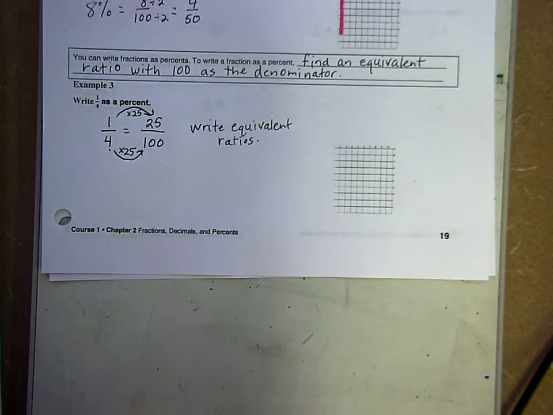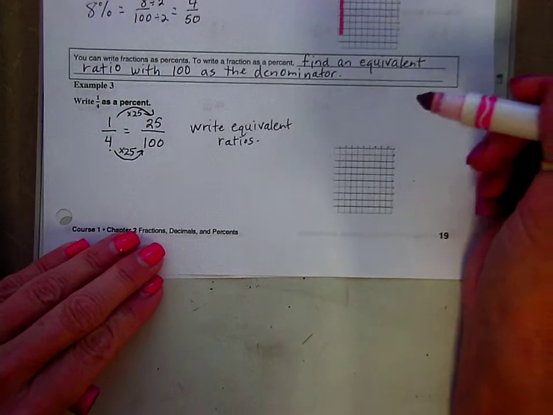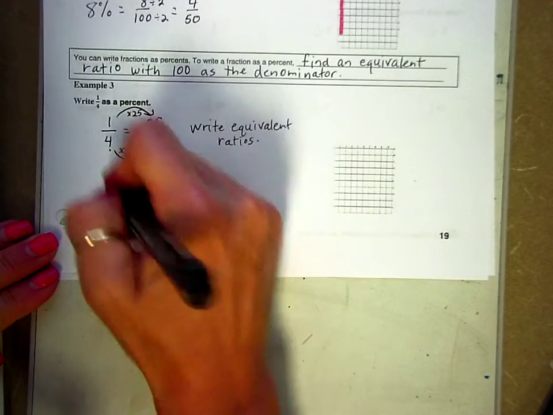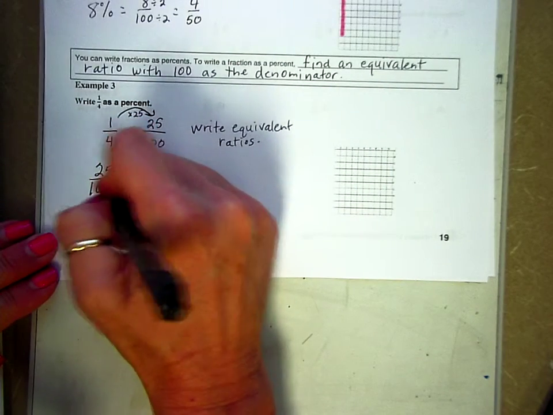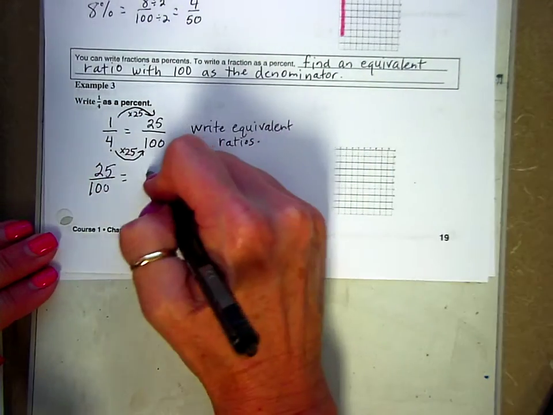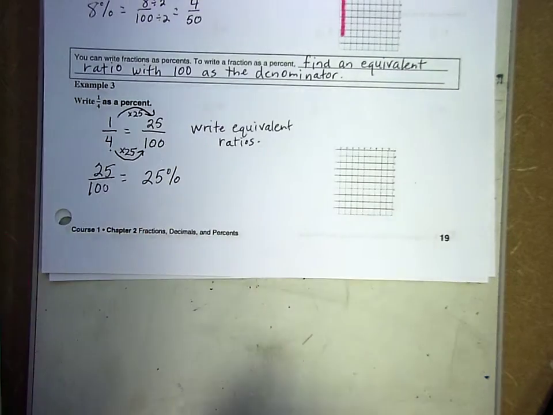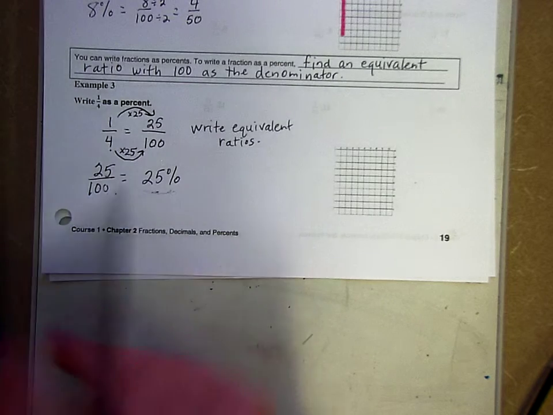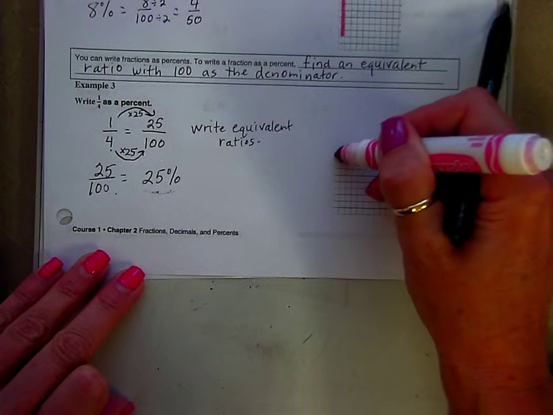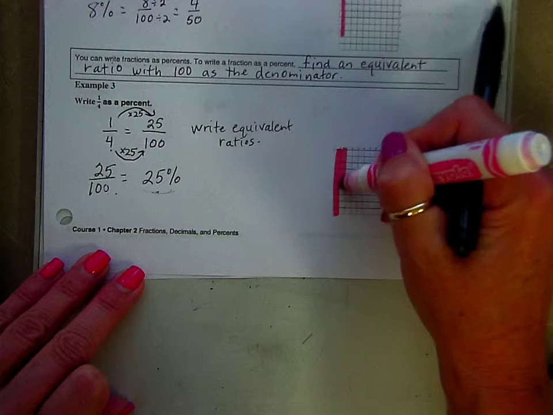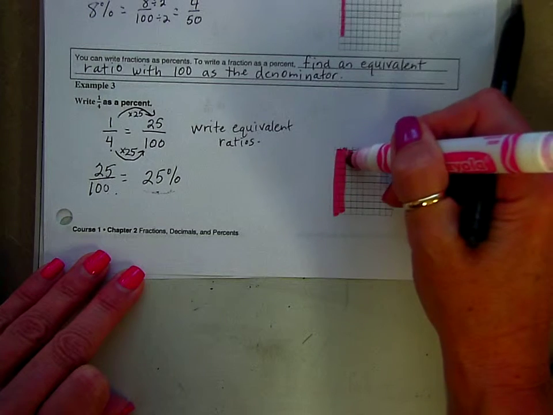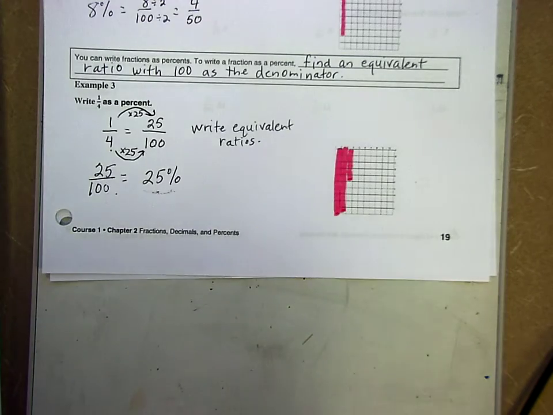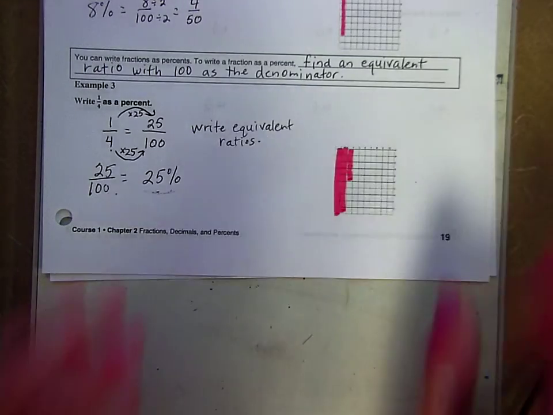And again, if I wanted to shade in what 25, actually I'm not done. I need to take the 25 hundredths and I'm changing that to 25%. Because remember that 25 hundredths, that's 25%. So if I wanted to shade that in, I would shade in 2 columns of 10. So there's 20, 1, 2, 3, 4, 5. That is 25%.